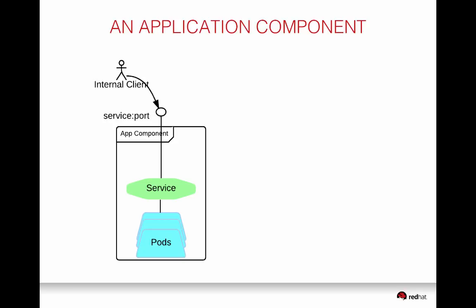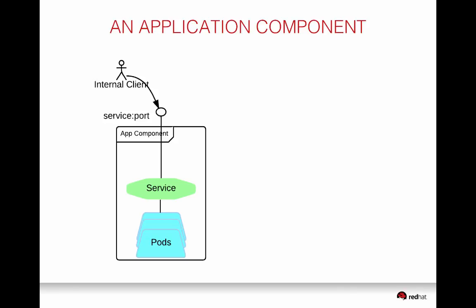You take an application component, which you would want to have a bunch of instances of your application running as pods and front-ended by a service. And then that service exposes a service name and port. So as long as you know which service you are talking to and which port you are talking to with that service, you can talk to that service.